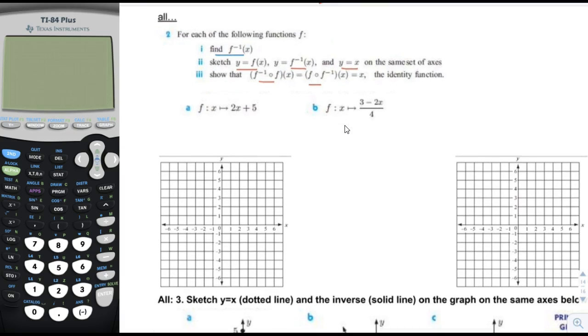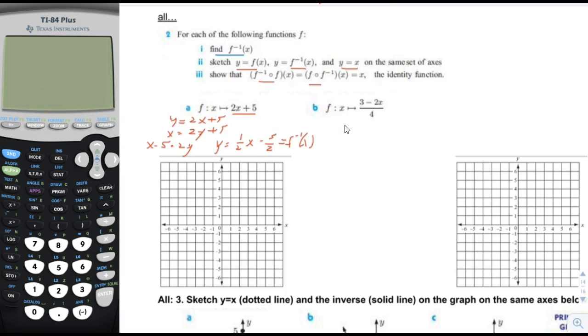Okay. So let's first find the inverse function of 2x plus 5. The way you do that, remember, is you do variable interchange. So you have y equals 2x plus 5. We're going to put x equals 2y plus 5, and then we're going to solve for y. So we're going to have x minus 5 equals 2y, and then y equals 1/2 x minus 5/2. Okay, so this is our inverse function. So we found the inverse function.